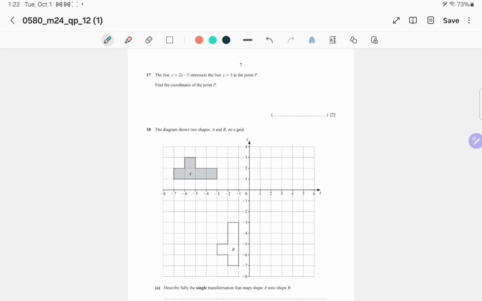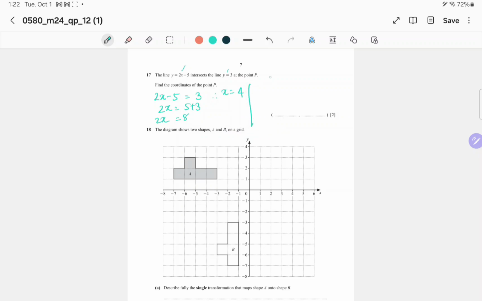From the question, it's clear that these two lines intersect, so these have the same value or equivalent values. Because they intersect, they are equal. Therefore we will equate these two: 2x minus 5 equal to 3. Therefore 2x equal to 5 plus 3 equal to 8. 2x equal to 8, therefore finally x equal to 4. Okay, x equal to 4.